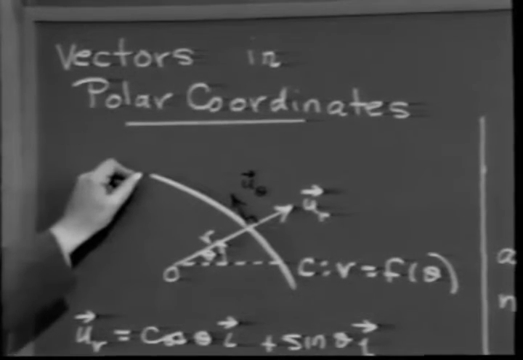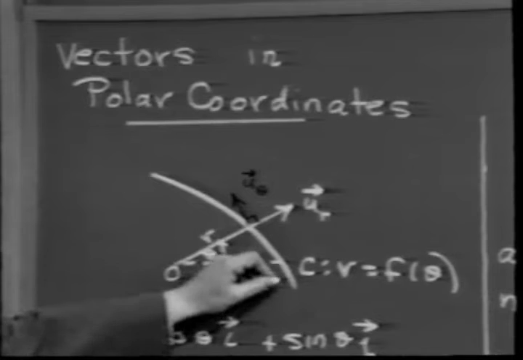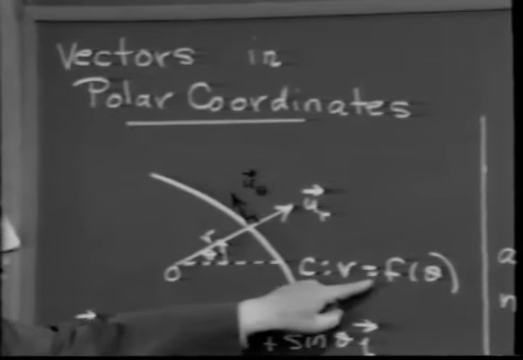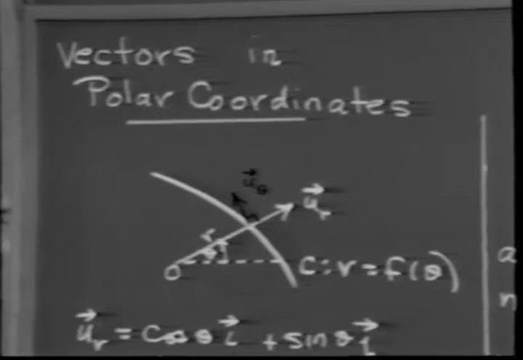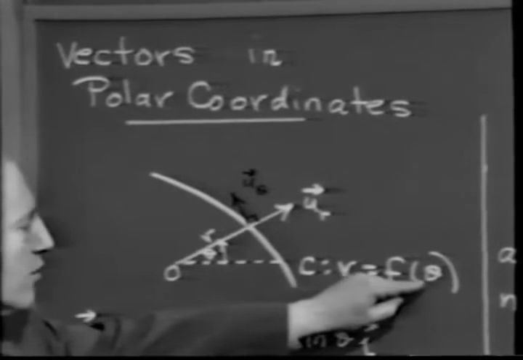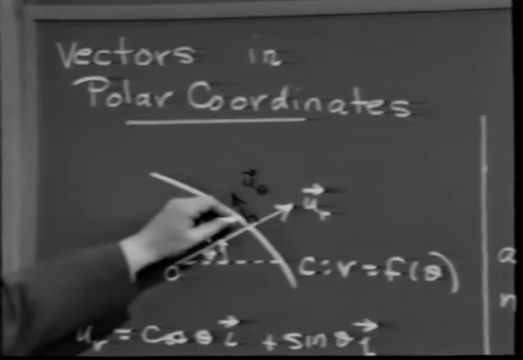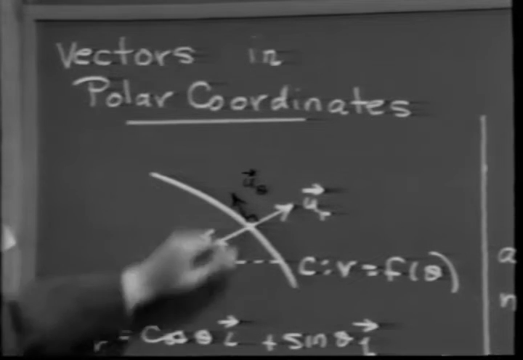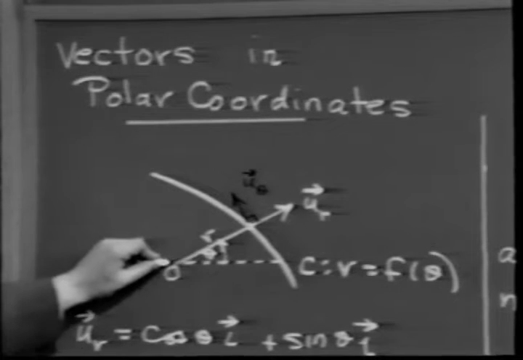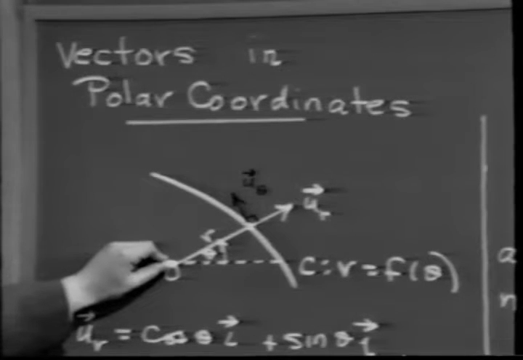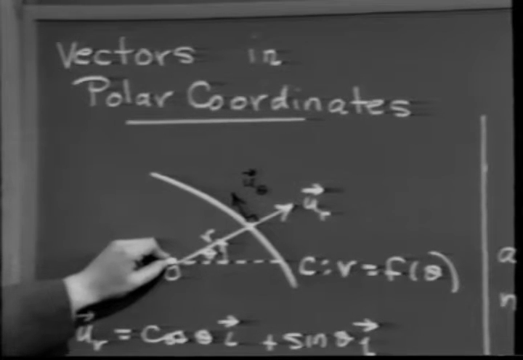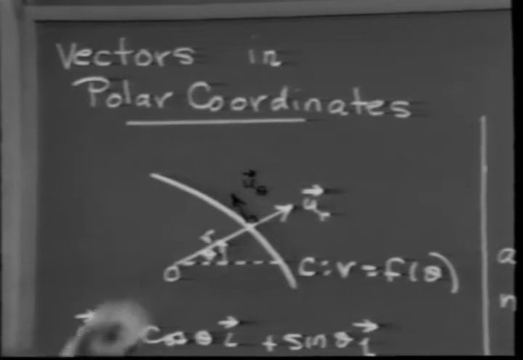The idea is that we're given a curve C, which we have, for some reason or other, elected to express in terms of polar coordinates. The polar equation of the curve C is r equals f of theta. A typical point on the curve C would be called (r, theta), say, where theta was the angle made by the horizontal and the radius vector, and r was the distance from the origin to the point.